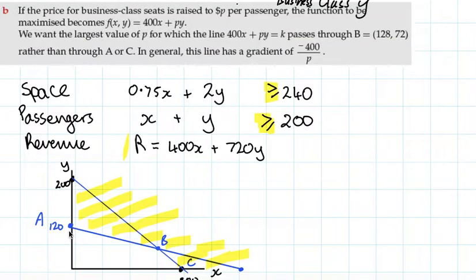So there's my graph with the blue line representing the space, the black line at 200 representing the passengers, and I've got points A, B and C. So work out the coordinates of A, B and C. You can read B off Desmos, or you can use simultaneous equations on your graph, and then put them into the revenue equation to work out the maximum revenue.